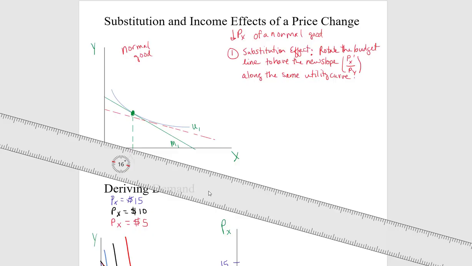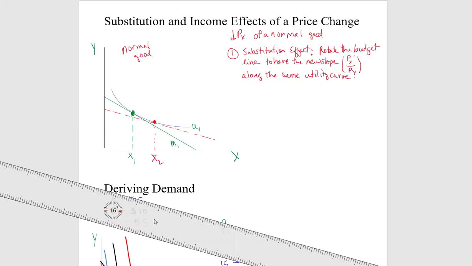So I look at where that new, sort of imaginary budget line hits the utility curve. And I say, okay, if this was actually the budget line, what would they consume? They would consume this X2 units of the good. This change between X1 and X2 is the substitution effect. How much would we substitute away from Y towards X if the price of X goes down?